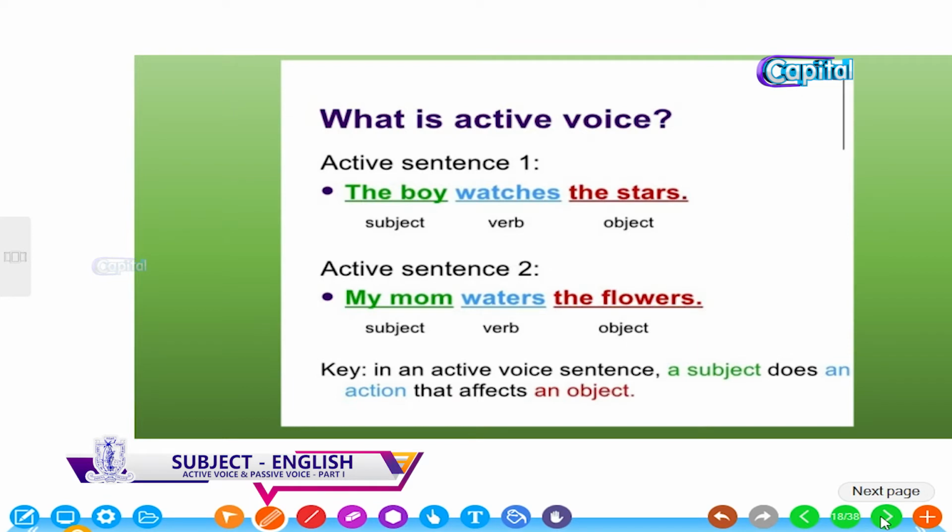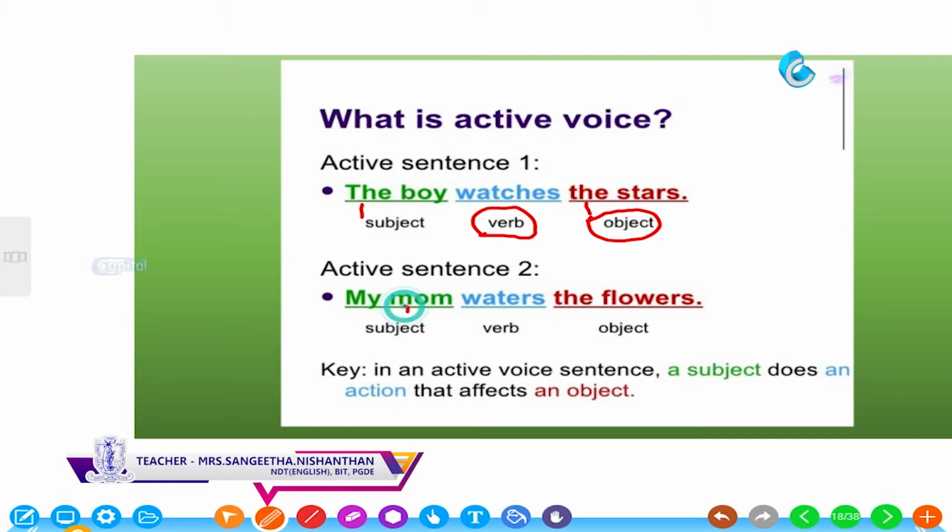The boy watches the stars. Who? The boy. So, it is the subject. What does he do? He watches. It is the verb. What does he watch? It is the object, the stars. So, asking questions to whom or what with the verb gives the object to you. Second one. My mom waters the flowers. Who? My mom. So, it is the subject. What does she do? Waters. It is the verb. And what does she water is the object, the flowers. In an active voice sentence, a subject does an action that affects an object.